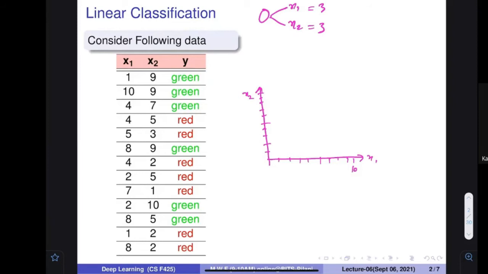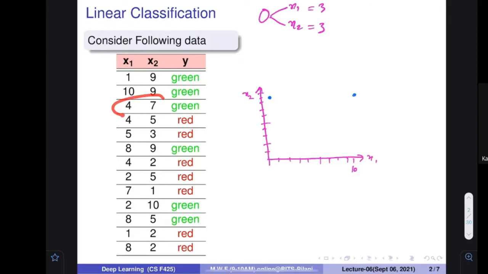The first is 1, 9. So 1 and 9 is the data point. Then it is 10, 9. 10 and 9 would also be on the same line. Then next is 4, 7.